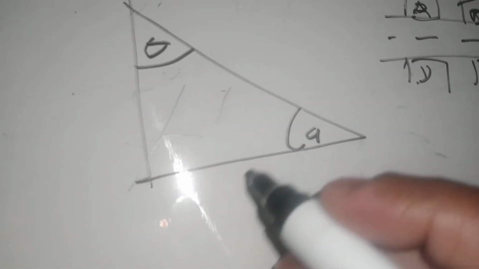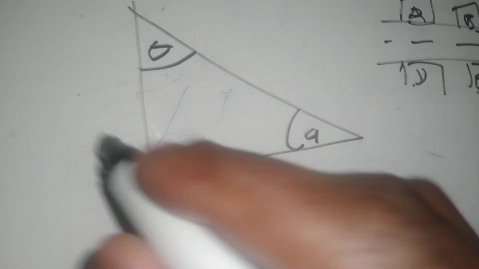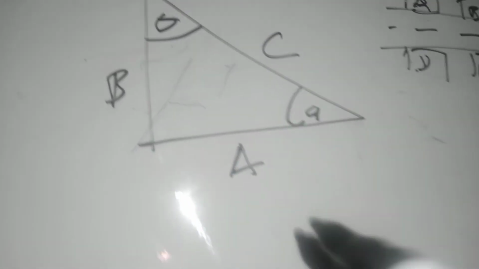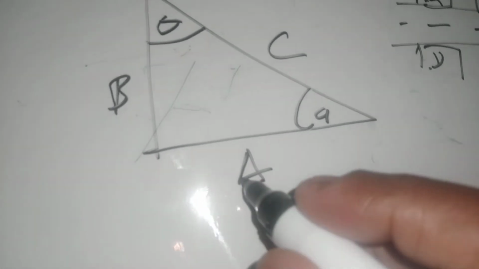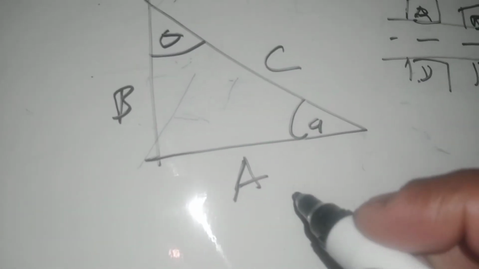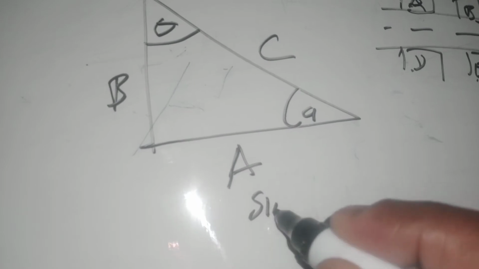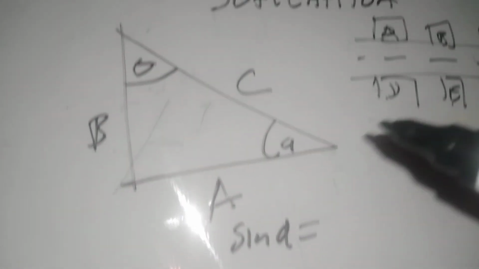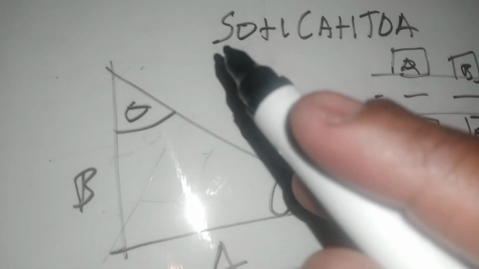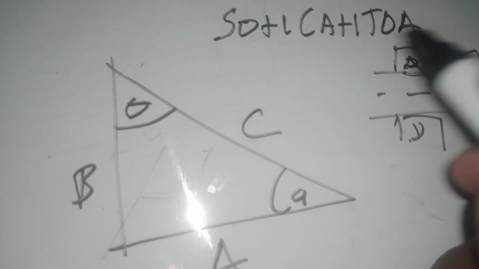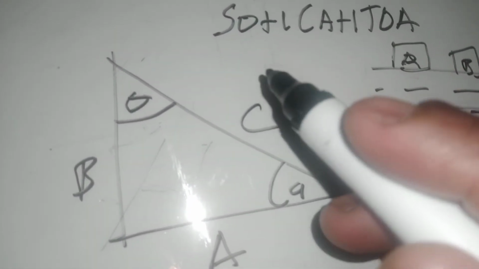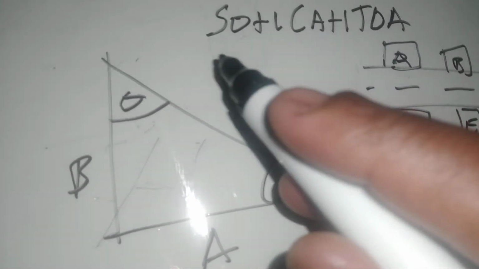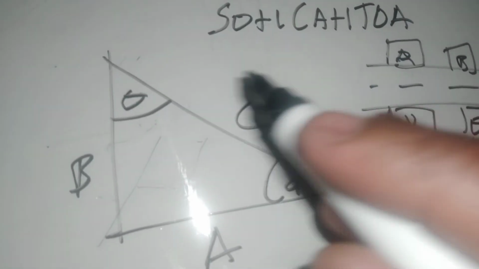The same thing goes for this triangle. Let me call the sides capital letters A, B, C, although you never see something like that, but this is the basic. So if I ask for sine alpha, you must memorize SOH CAH TOA. You must memorize it, it's going to be there.